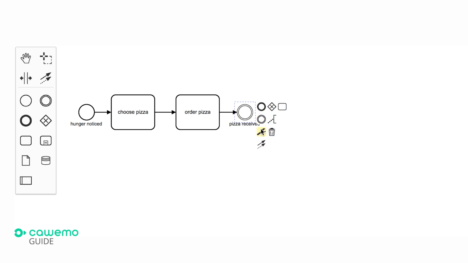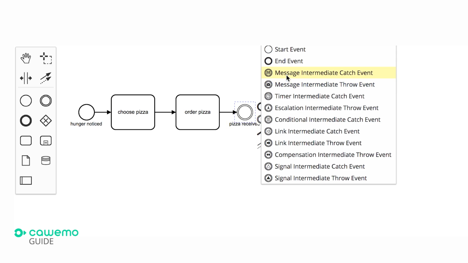Awesome! Now it actually makes sense to use a specific kind of event in this case, the message event. Message events are used when some kind of communication happens in the process. By clicking on the tool, we can select the message event. It looks like an envelope.